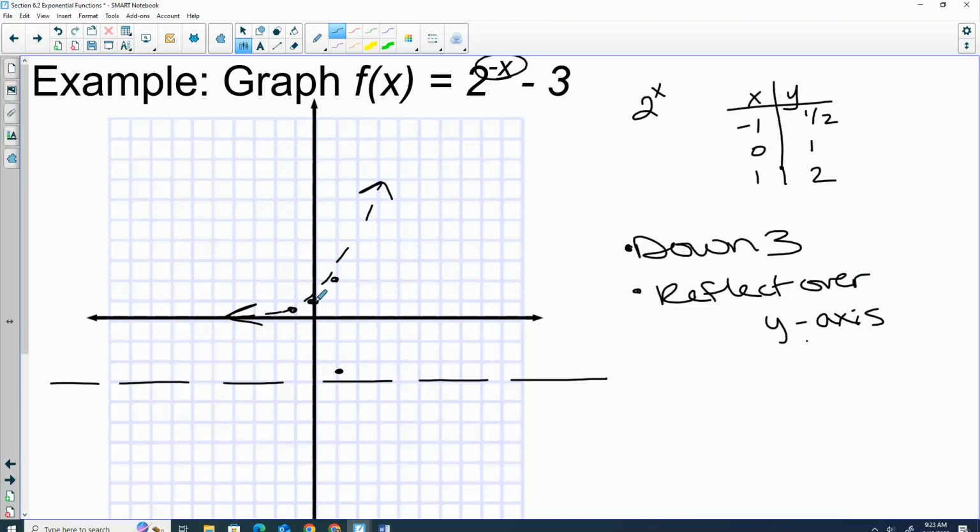If I take 0, 1 and reflect it over the y, it doesn't go anywhere. Down 3. If I take 1, 2 and reflect it over the y, it goes to -1, 2. And then down 3. So the final graph looks like that. So we could have multiple transformations on one. Any questions on that?